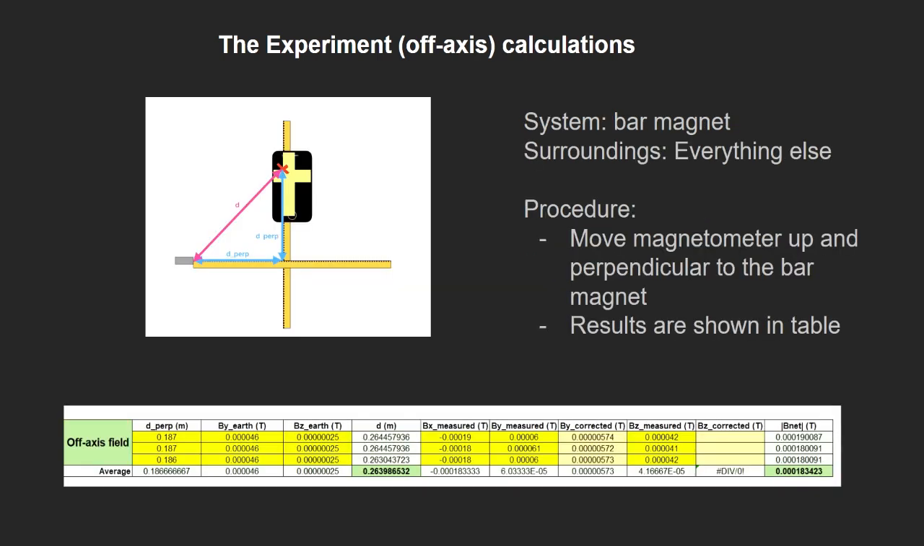For the off-axis calculations, the system is the bar magnet, the surroundings are everything else, just like before. Procedure: move the magnetometer up and perpendicular to the bar magnet, as shown in the photo, and then the results are shown in the table at a distance of d_perp around 0.187 on average.